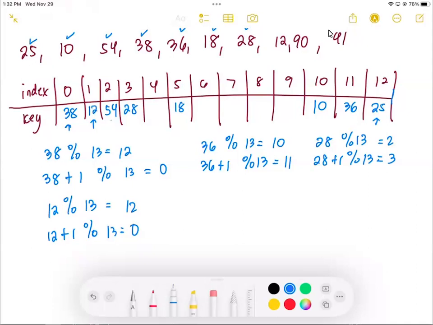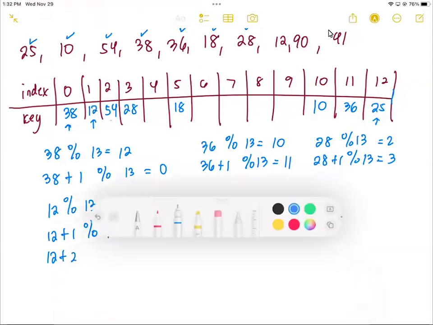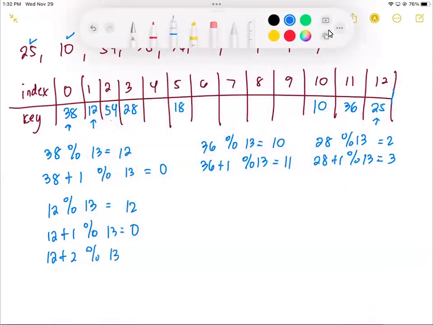So what did we do there? We have 12. Initially, it's 12 modulo 13, and then 12 plus 1 modulo 13. Now it would be 12 plus 2 modulo 13. That's 14 modulo 13, which is just equal to 1. That's why we have added 12 in the first bucket.